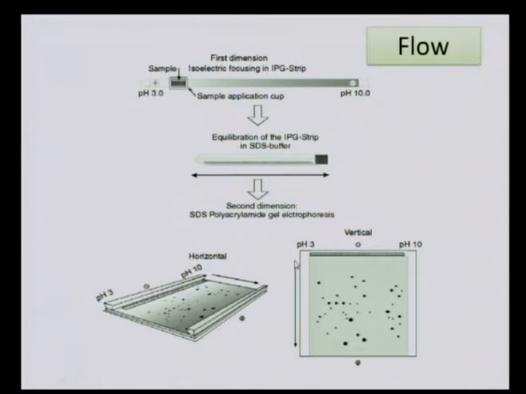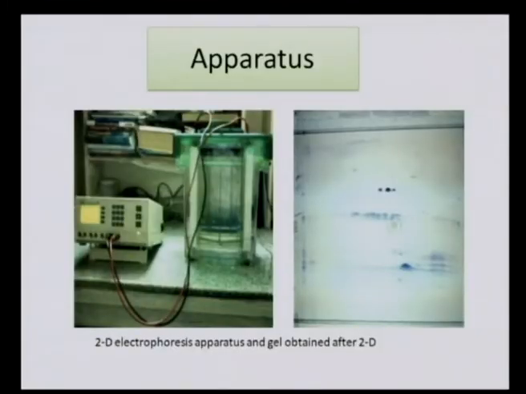Now this movement is towards the vertical direction, whereas the first one is towards the horizontal. And these spots which you are able to see here on this picture are nothing but the individual proteins which have been separated by using this 2-dimensional electrophoresis. Here you can see in this image how the apparatus looks like.